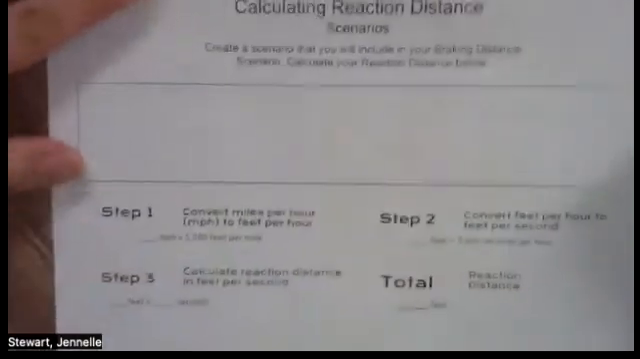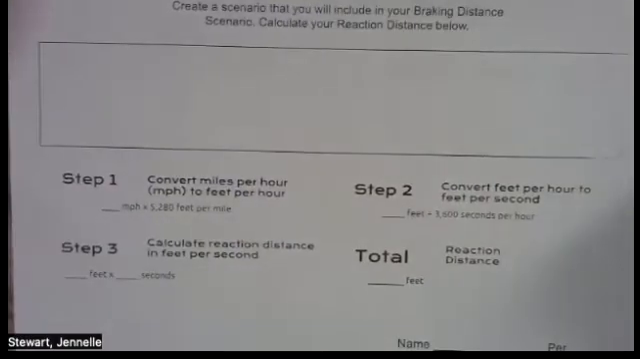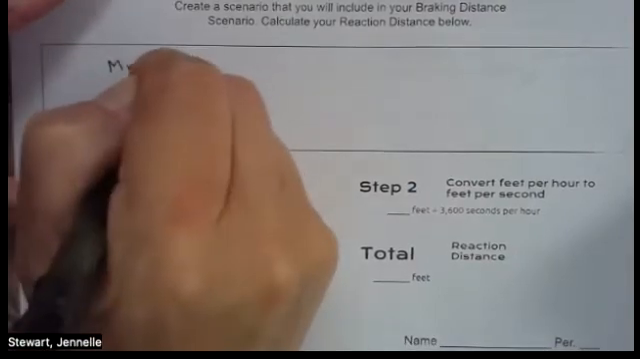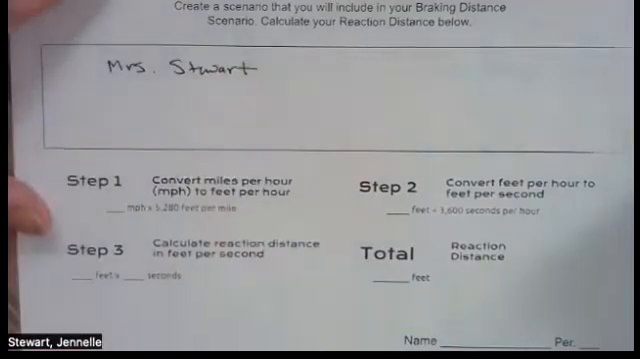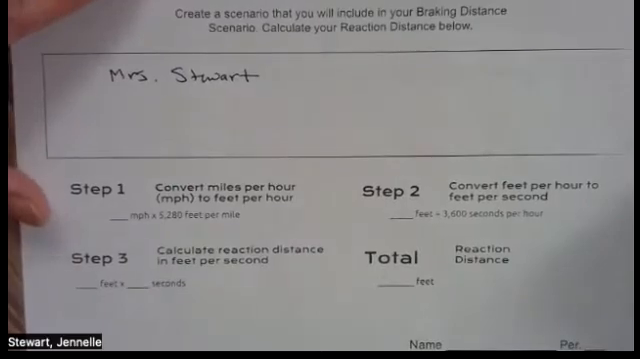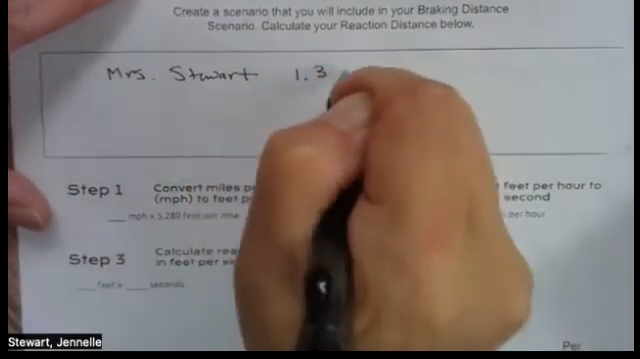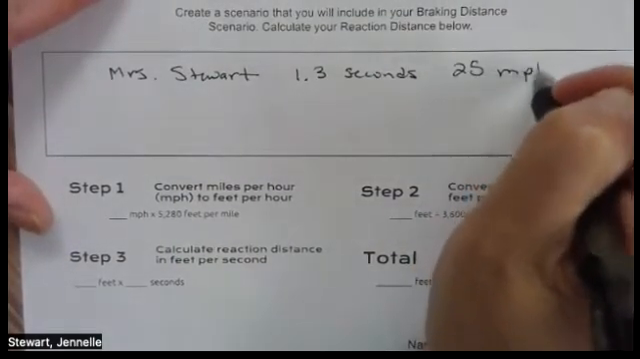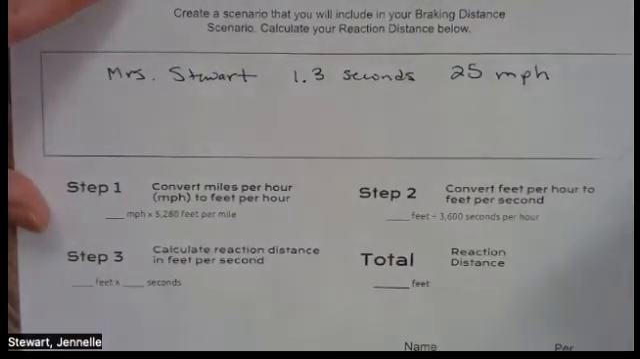So if you have this paper, let's flip it over to the back and we're going to calculate, how do you calculate the reaction distance? So I'm going to think of a scenario. Mrs. Stewart is driving to work and accidentally spilled her coffee. When I look up, I see that there's a ball that rolled into the street. It took me 1.3 seconds to react before I press the brake. Oh, I am also traveling at 25 miles per hour because that's the speed limit at school. How far do I travel before I actually hit the brake?